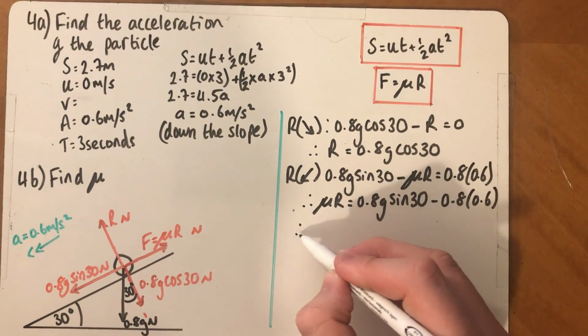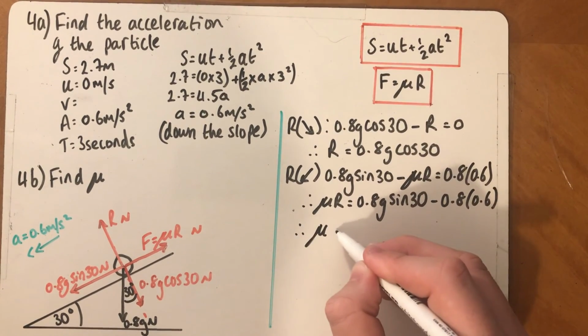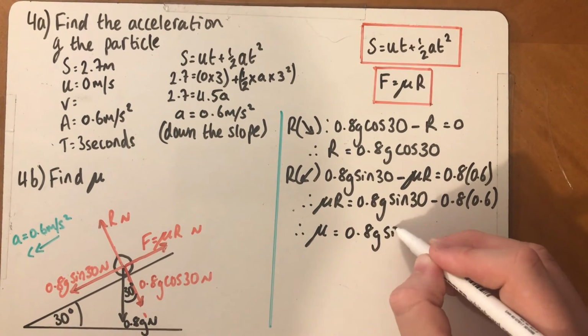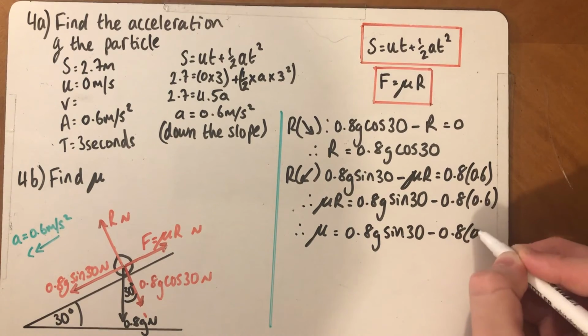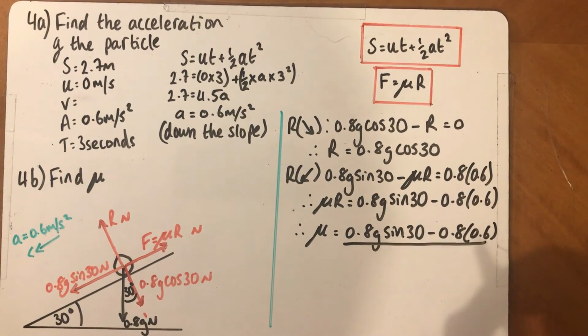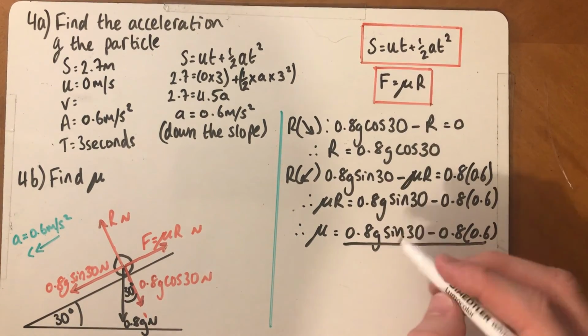So what we can do now is divide by R, because we're looking to calculate mu. We want to get mu by itself, so we're going to divide both sides of the equation by R. The numerator remains unchanged, divided by R. And we know that R is just 0.8 G cos 30.